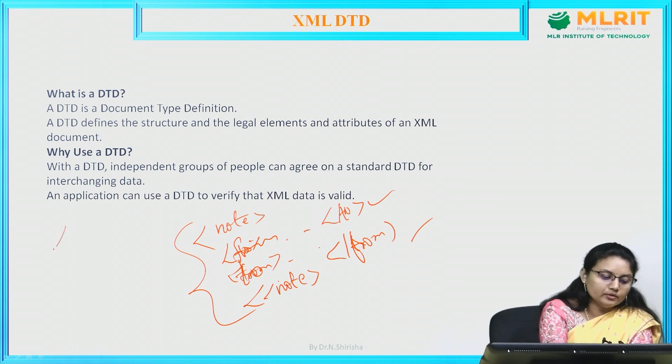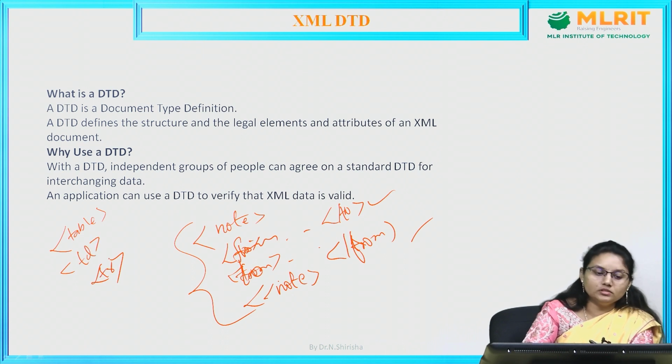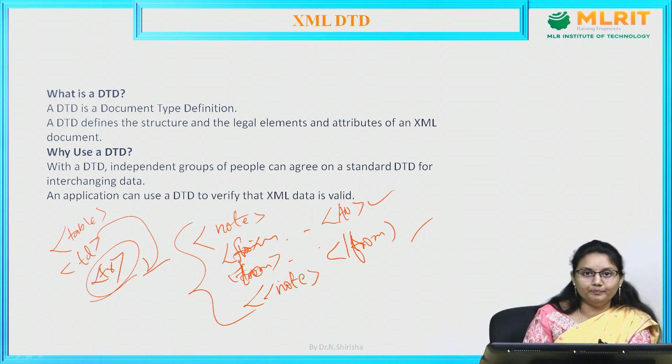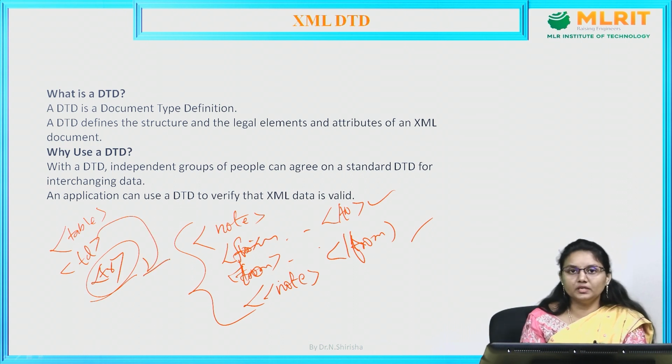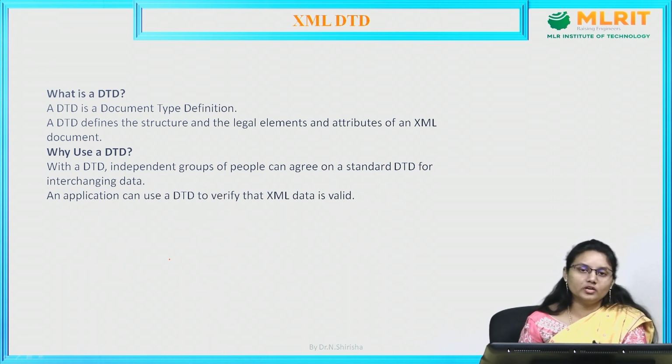But whenever you are writing a table tag, obviously you have to start with your TR, and only then can you write your TD. You cannot write TD first and TR after that, because TR is the row, and inside the row you give the data. That is the structure for your table tag. But in XML, there is no particular structure. Whatever you want, you write. So, to give the structure, we are using DTDs.